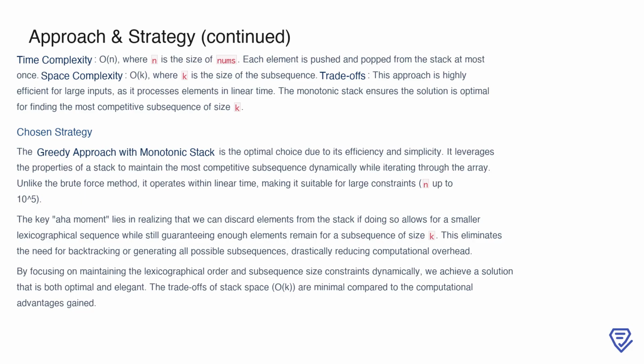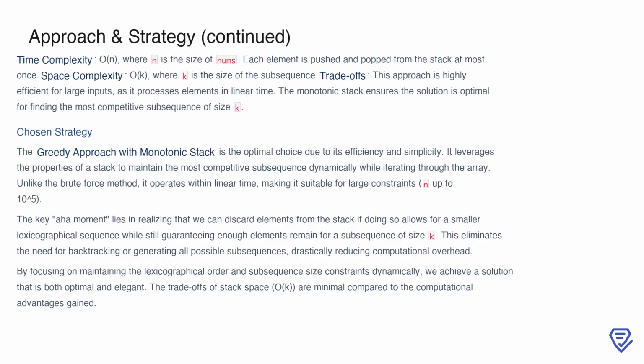These efficiency gains make this approach suitable for large input sizes, such as when n is up to 10 to the power of 5. The trade-offs are minimal. While we do use a stack to maintain the subsequence, the memory overhead is negligible compared to the computational savings. The chosen strategy is clear. The greedy approach with a monotonic stack optimally balances performance and simplicity.